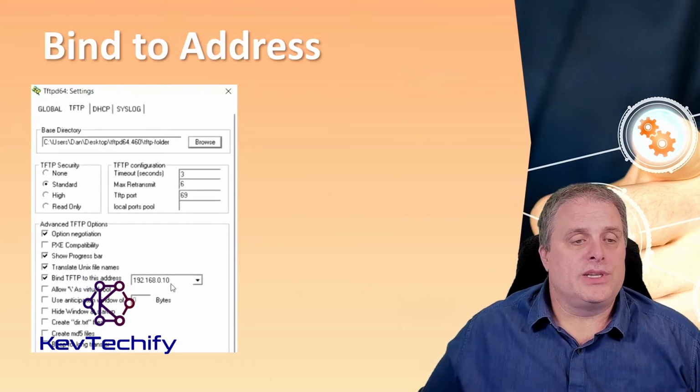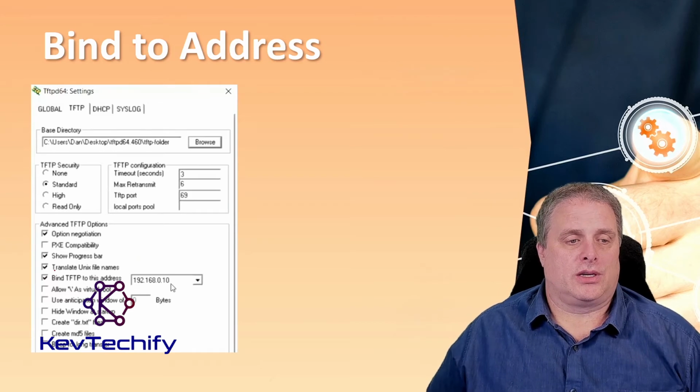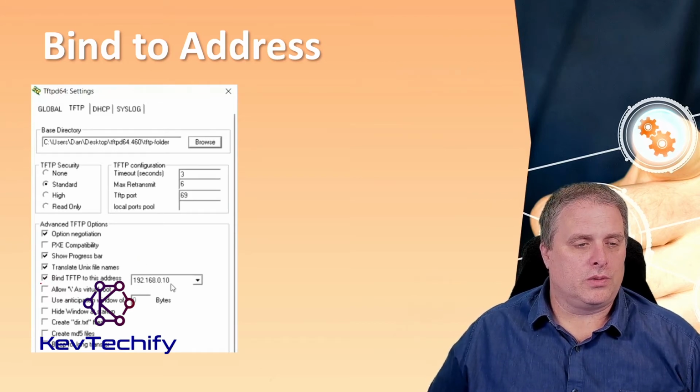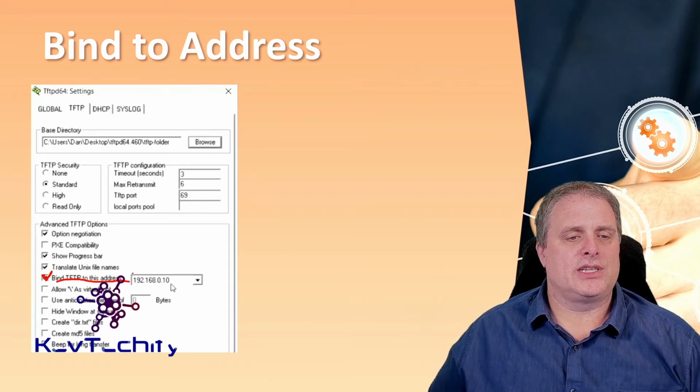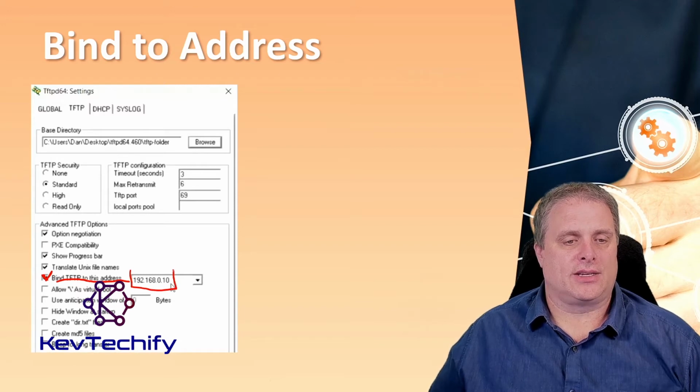Next thing we have to do is bind our IP address. Down here in the settings window, right here where it says bind TFTP address, make sure the box is checked here, and then make sure this is the IP address you set. If it's not the IP address you set, click the drop down and select the correct IP address.